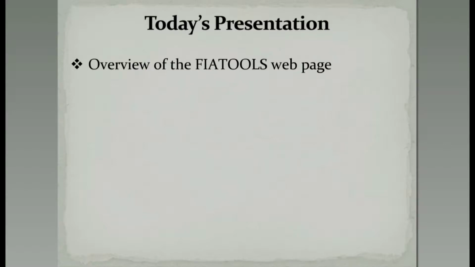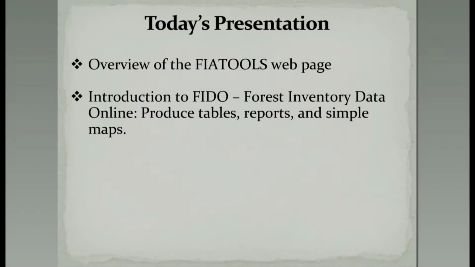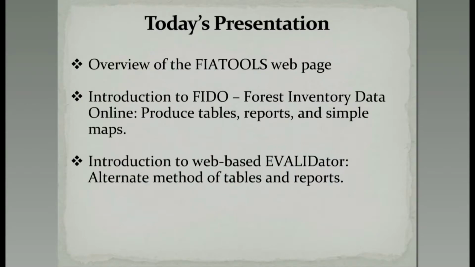So today we're going to talk about just an overview of the web page, how to get around, what it looks like. I'm only going to be able to do a brief introduction of FIDO and the other tools. FIDO is Forest Inventory Data Online. That's what the acronym is, and it produces tables, reports, and fairly simple maps. And there's another method of getting tables and reports called EVALIDator. Some people like it better. In some ways it's more simple and straightforward, but there are some other things it can do that are a little bit different than FIDO.